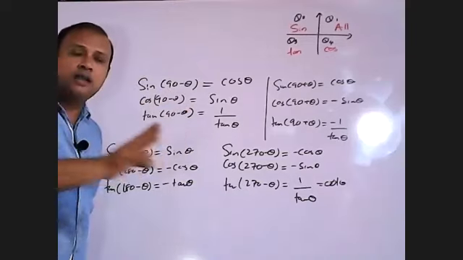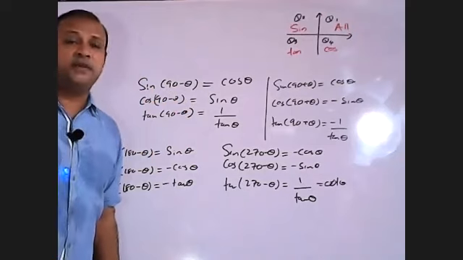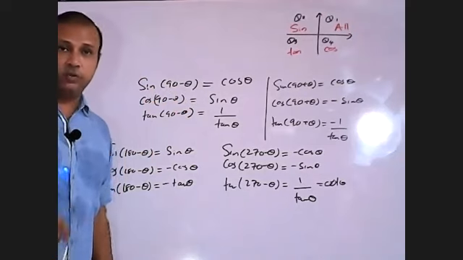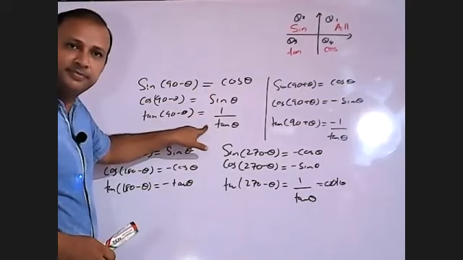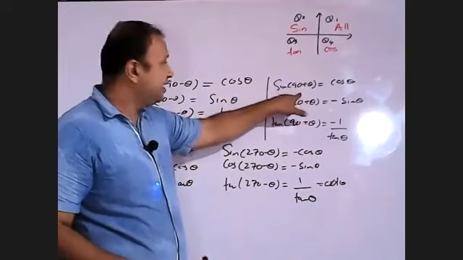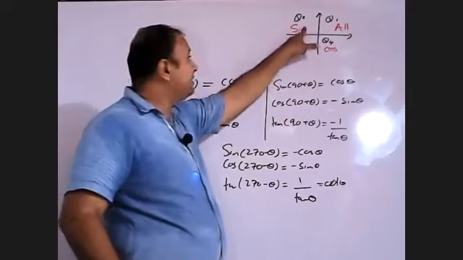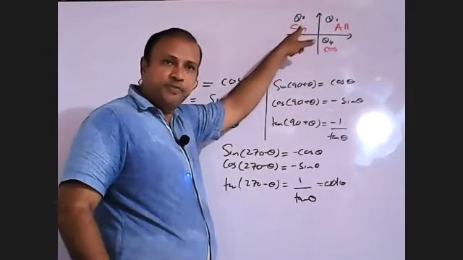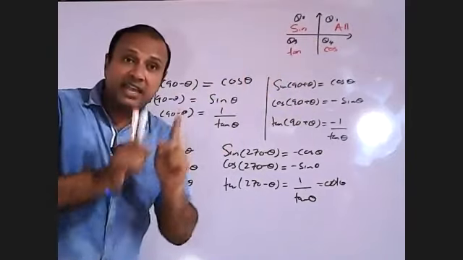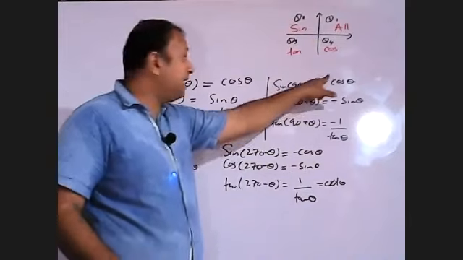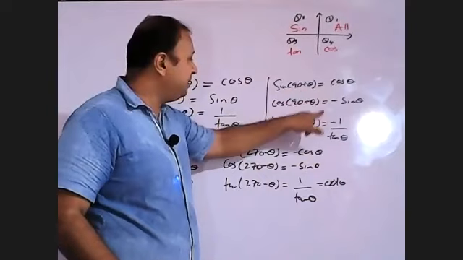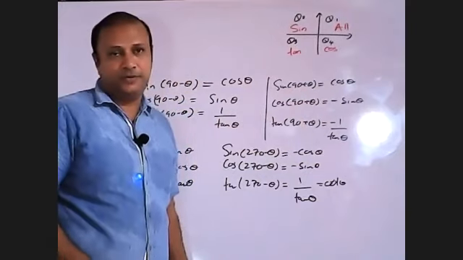Therefore, all the trigonometric ratios are positive. Look at this, 90 plus theta. 90 plus theta belongs to Q2. In Q2, only the sine values are positive. Only sine 90 plus theta is positive, while the other two are negative.